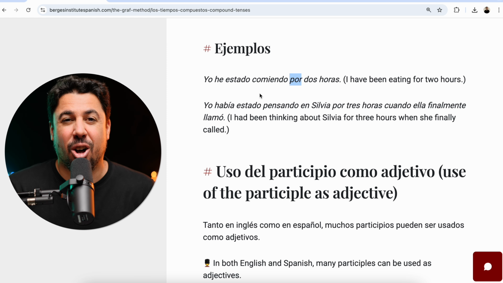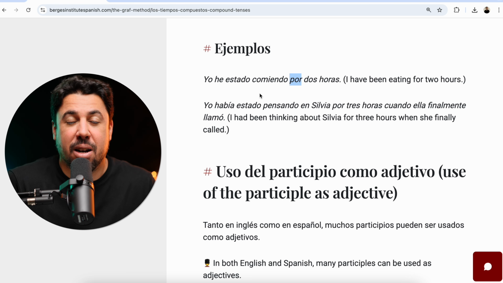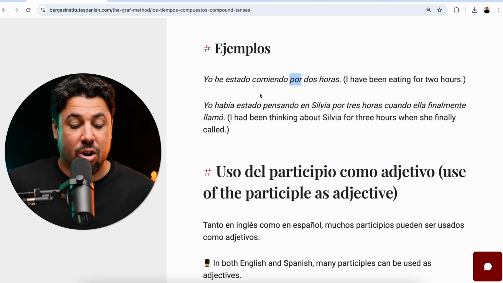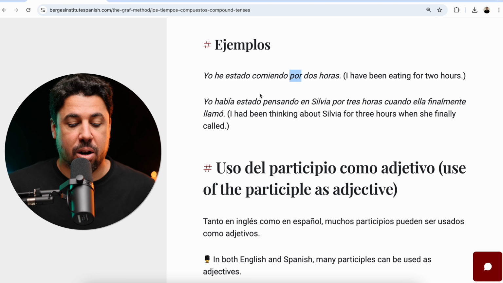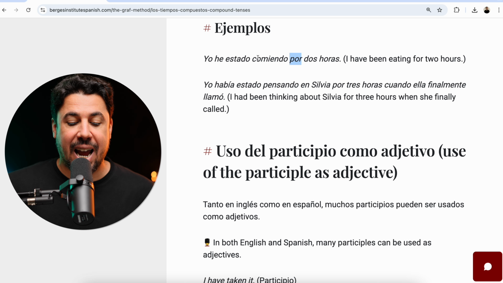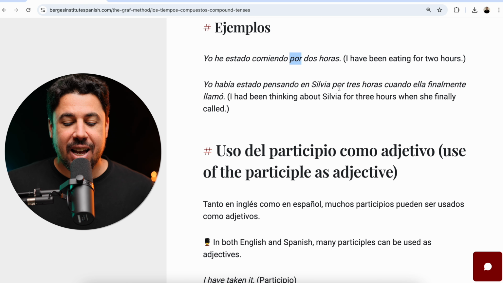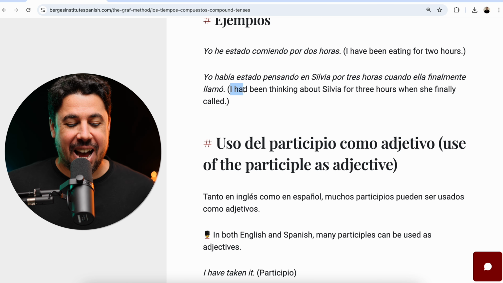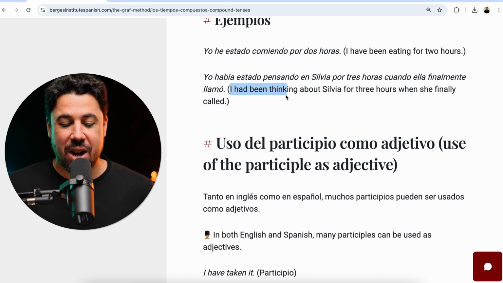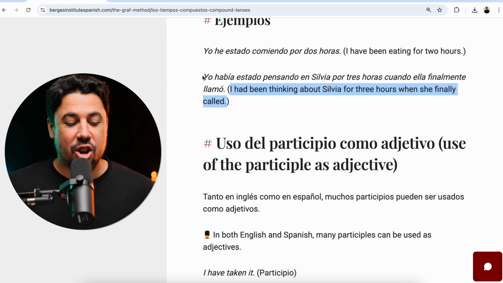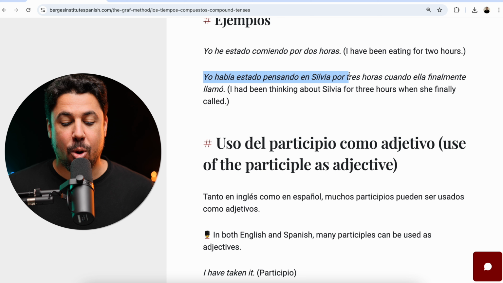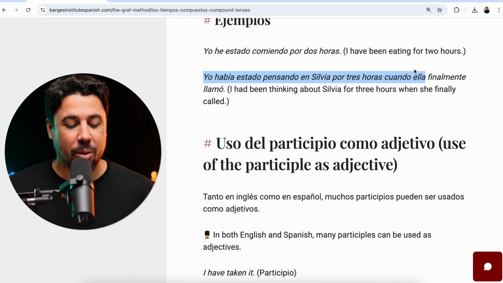It sounds a little odd in Spanish. It's grammatical, it's fine, but it's not that common. But, you know, it's good to learn how to build it. So, I have been eating. Yo he estado comiendo. What about this one? I had been thinking about Sylvia for 3 hours when she finally called. Yo había estado pensando en Silvia por 3 horas cuando ella finalmente llamó.